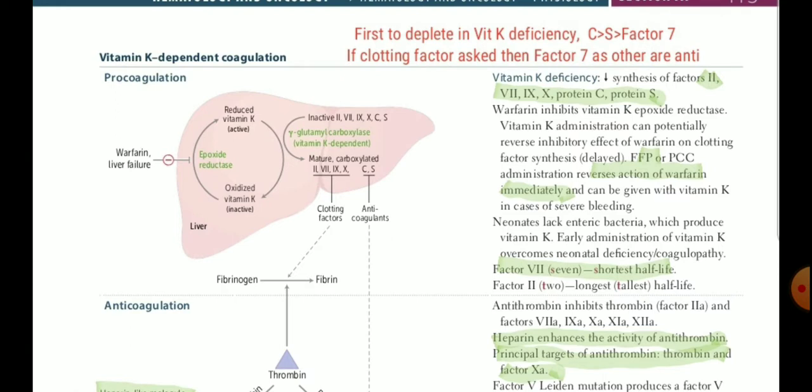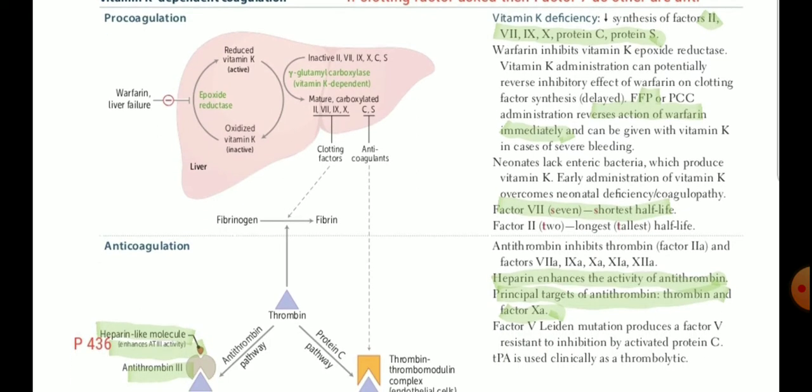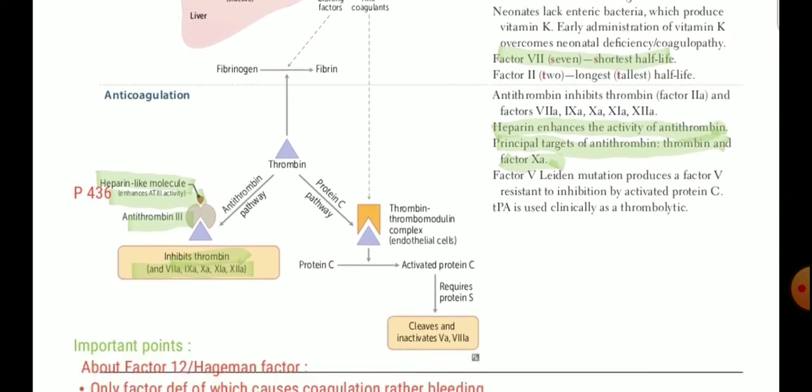Warfarin's action on vitamin K is another MCQ, and we give fresh frozen plasma or PCC for immediate reversal of warfarin toxicity, because vitamin K, if given, will take some time. So the antidote is vitamin K if specifically asked, but for immediate reversal we mostly use FFP in clinics. So we move on to the other MCQs down here.